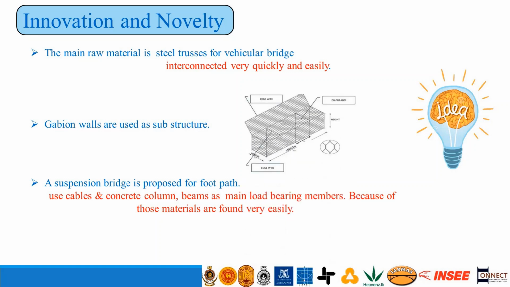Gabion walls are used as the substructure. Using gabion walls is a very good solution as bridge abutments for rural areas, because high machinery may not be operated there, while saving time and cost.